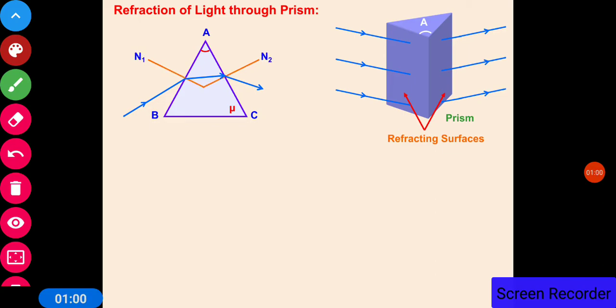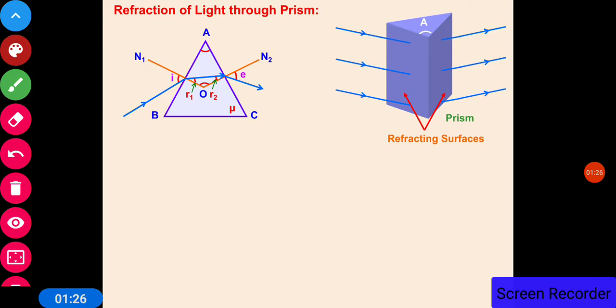N1 and N2 are the two normals on the side AB and AC. I is the angle of incidence, E is the angle of emergence. R1 is the angle of refraction at surface AB, and R2 is the angle of incidence on surface AC.